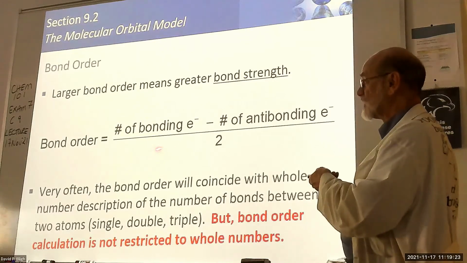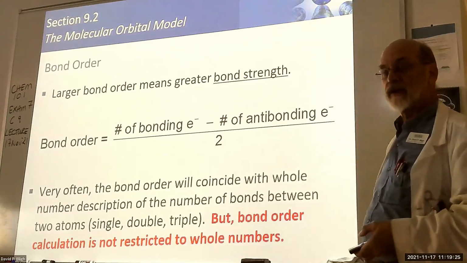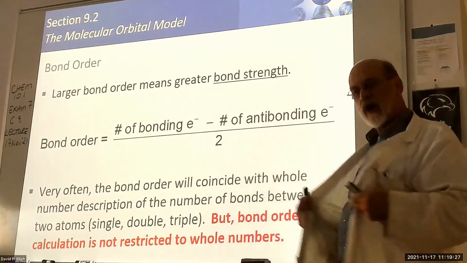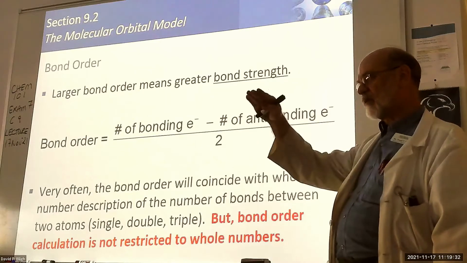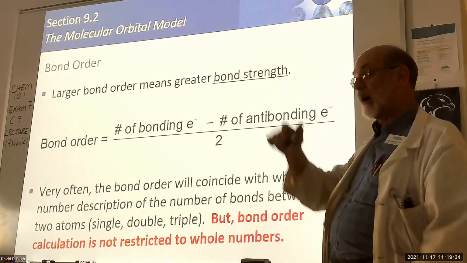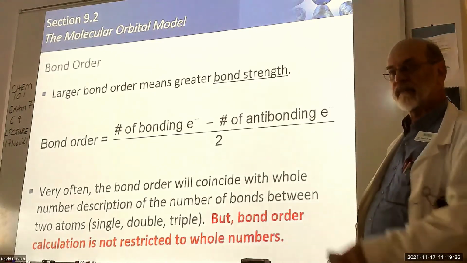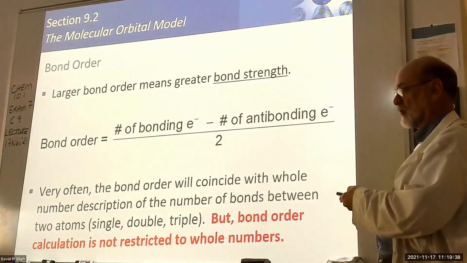But the bond order doesn't have to be a whole number. It can be a fractional number. Whereas in our previous models, we either had a single bond, a double bond, or a triple bond, and no in between. But with bond order, you can have fractionals.